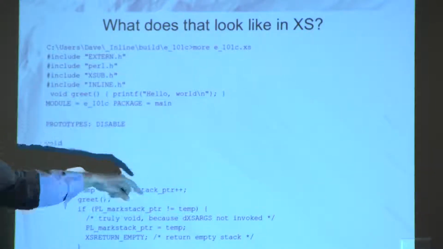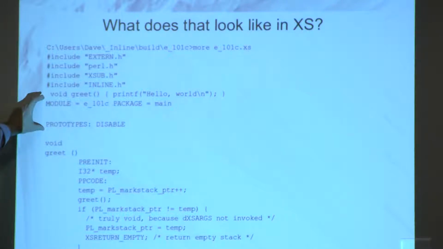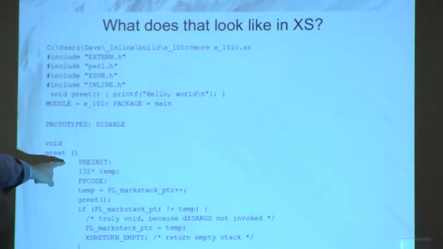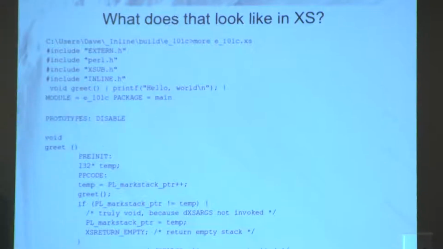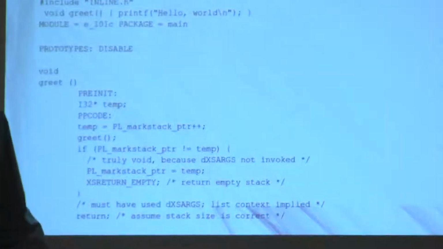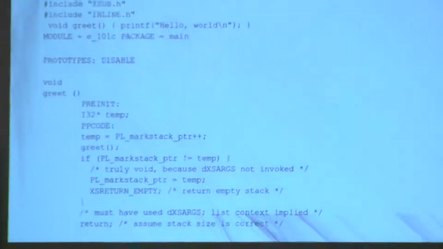It puts it into package main for you. Disables prototypes. This is XS metadata here for how to handle the bindings, the transitions. And then this is the code that's used to call our little void greet whatever. So that's what it looks like in XS. That's what Inline C did for us.